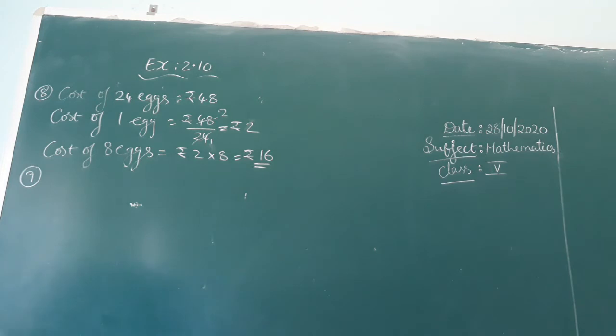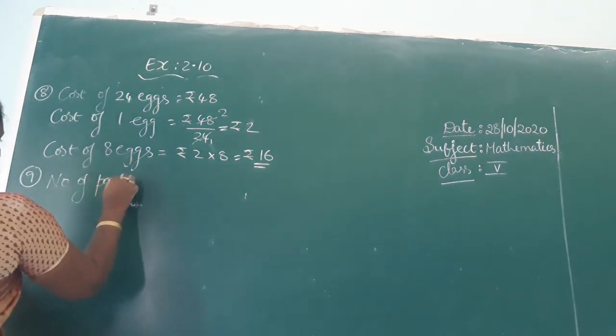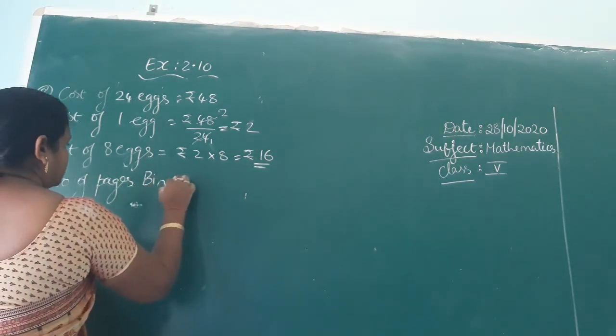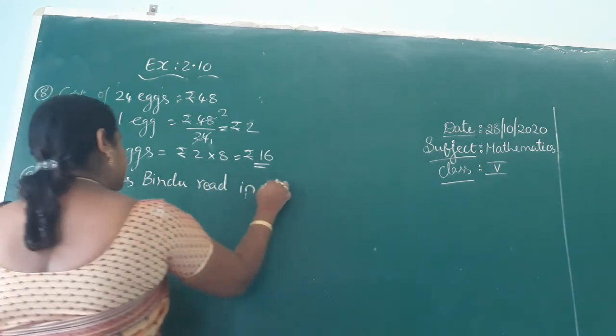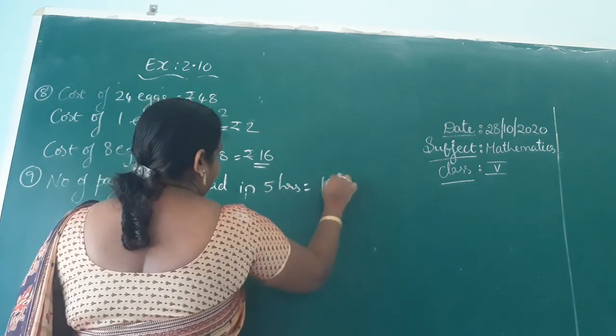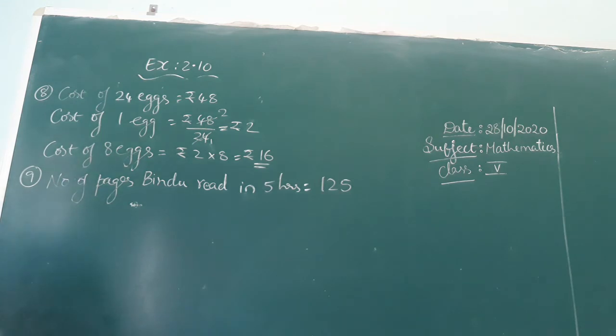Bindu reads 125 pages of a book in 5 hours. In how many hours will she finish a book of 275 pages? So the number of pages Bindu reads in 5 hours: 125 pages she will read in 5 hours.